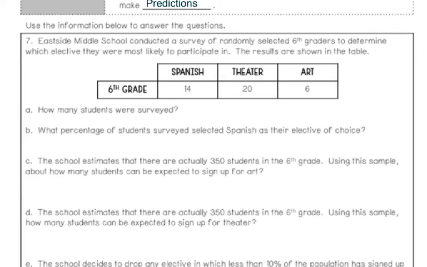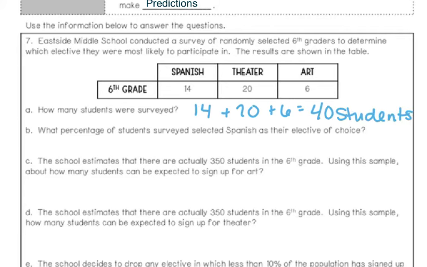So now we're going to use that chart to answer some of these questions. Question A says, how many students were surveyed? We have to do a little bit of thinking here because we have 3 different numbers, but we want to know how many total students were surveyed. So to get the total, we need to add the total that chose Spanish, the total that chose theater, and the total that chose art. This gives us a total of 40 students.